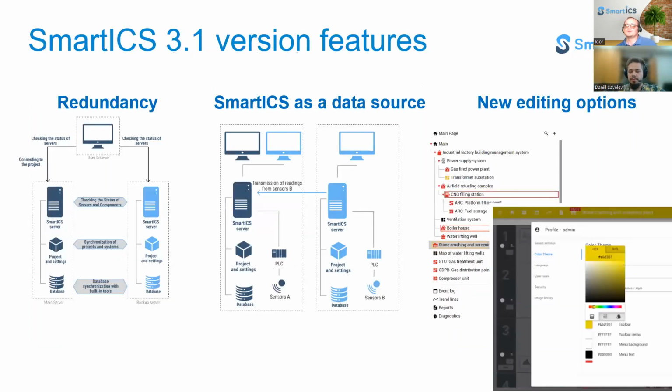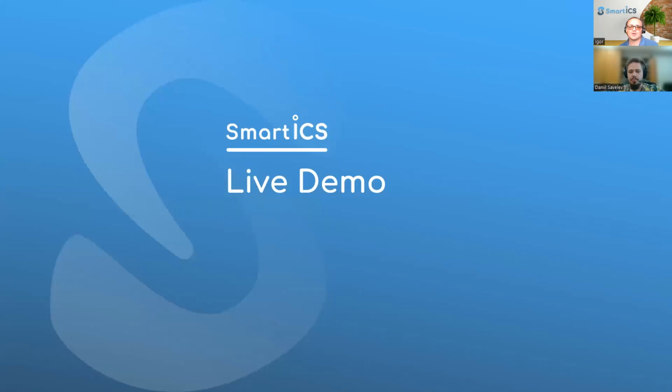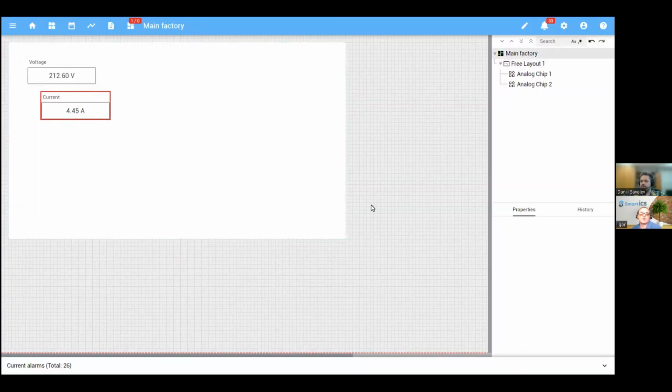Now, if we look into today's topic, specifically the SmartICS 3.1 release, we have three important buckets. The first one is redundancy, then SmartICS as a data source, and a group of interesting features for customization and interface settings. If we look into each one of them separately, we will try to create a quick live demo for you in order to demonstrate. Daniel, if you would be so kind.